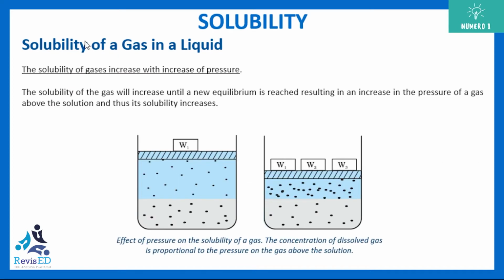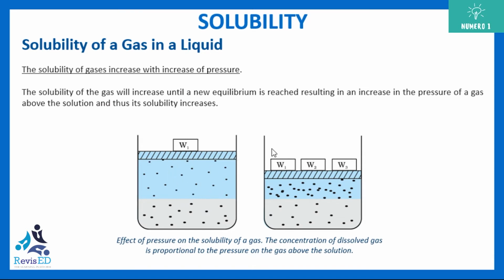Next, talking about the second part, that is, solubility of gas in liquid. So what is happening here? Let's say that this is a closed chamber. I have gas on the top and liquid at the bottom, and let's say that I have applied some pressure by the weight W1. So there is always a state of equilibrium between the two mediums, the liquid medium here and the gaseous medium here.